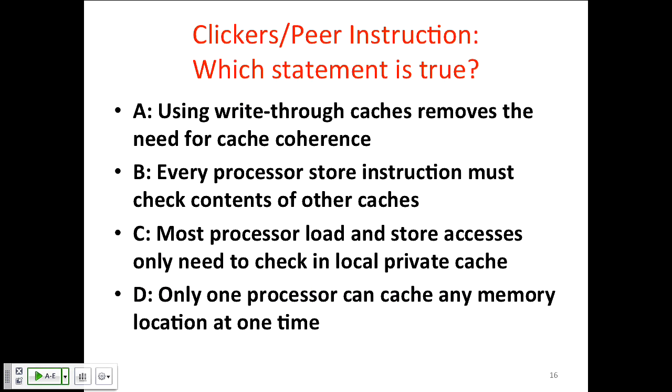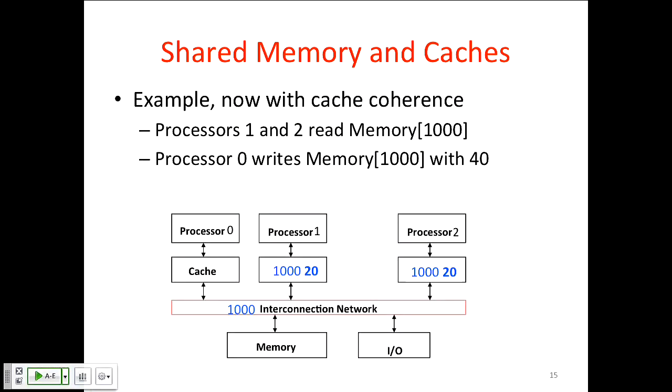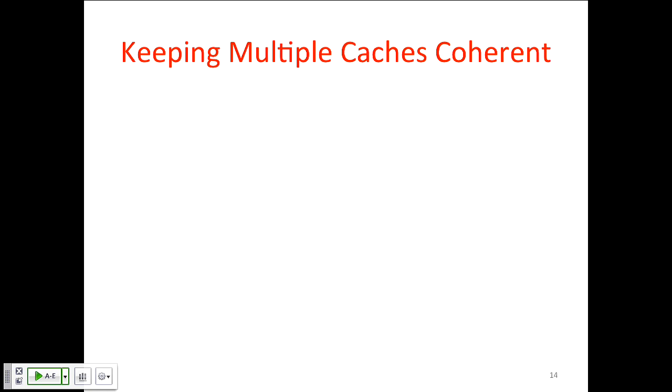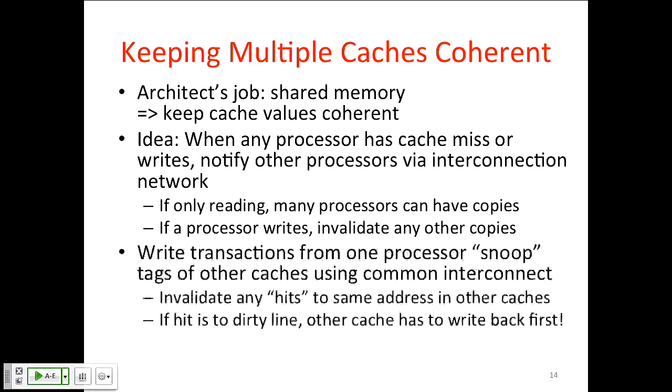Let's just go down through these, though, to help explain a bit more about caches. So does using write-through remove the need for cache coherence? Well, actually, the example we gave here was using a write-through cache, right? It was write to memory. When you do write-through, you update memory. It doesn't stop the other caches being incoherent unless you do something about it, right? So write-through caches alone won't help you.